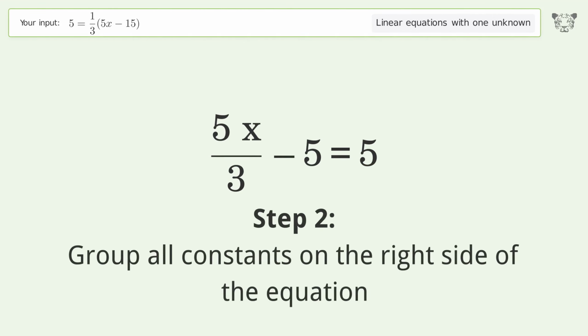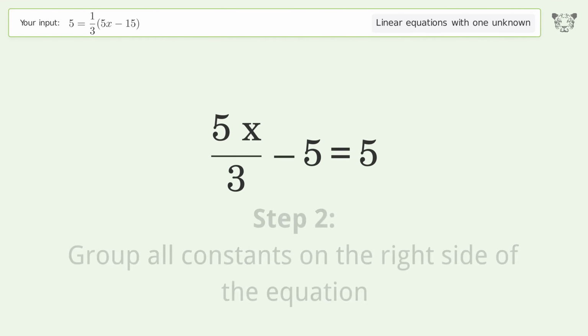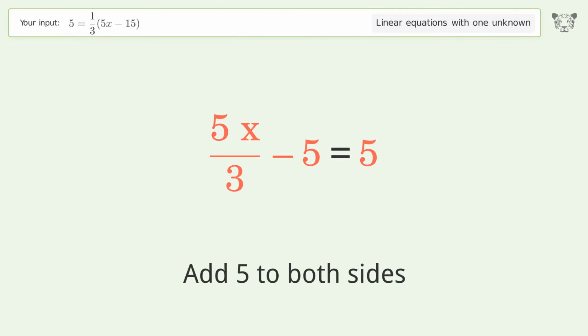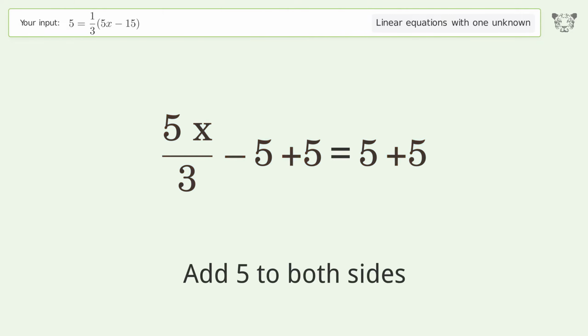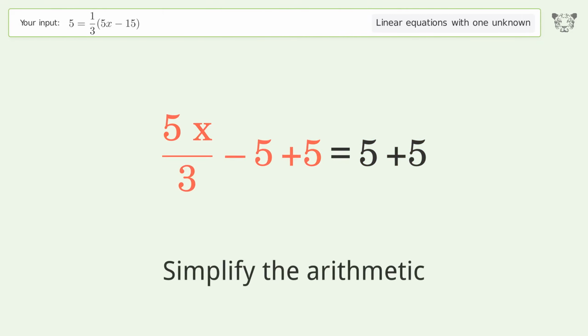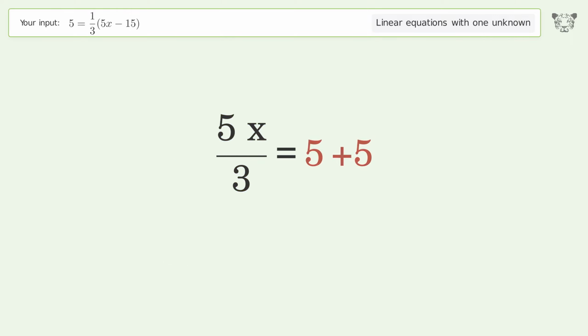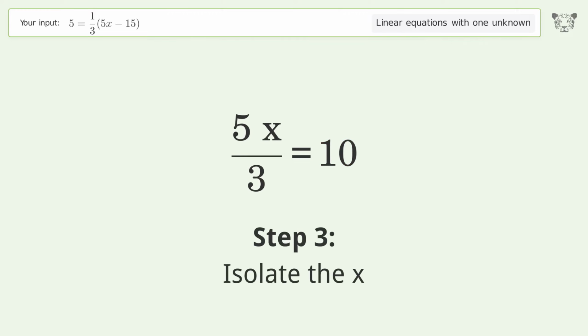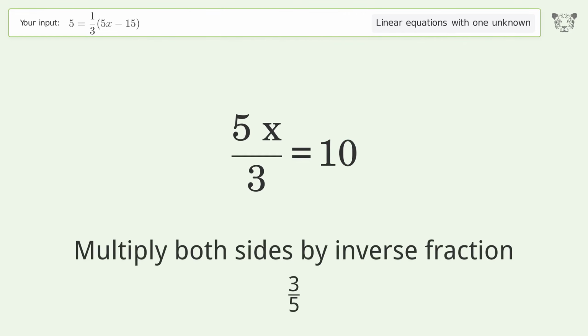Group all constants on the right side of the equation. Add 5 to both sides. Simplify the arithmetic. Isolate the x. Multiply both sides by inverse fraction 3/5.